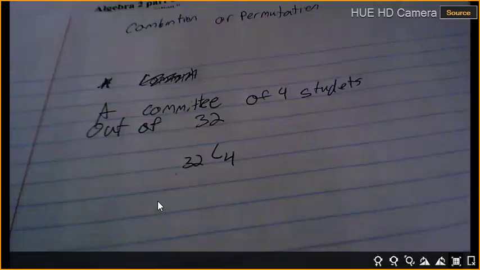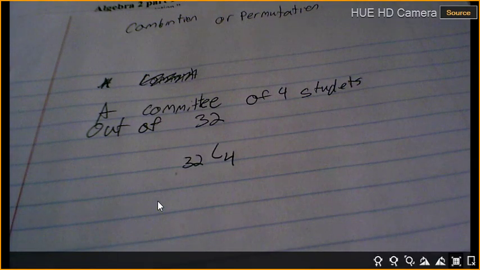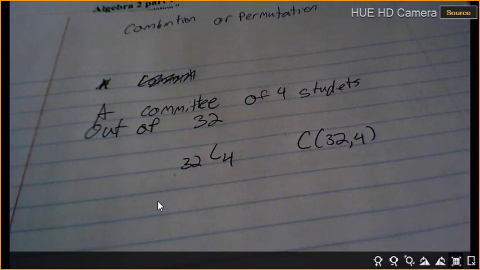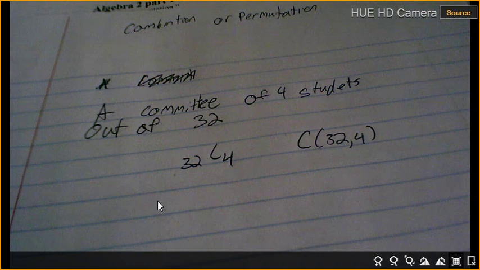So this would be 32 combination 4. Or you could write it as combination 32, 4. So I'm going to hit my menu again. 5, combinations 32, 4. And I get 35,960.